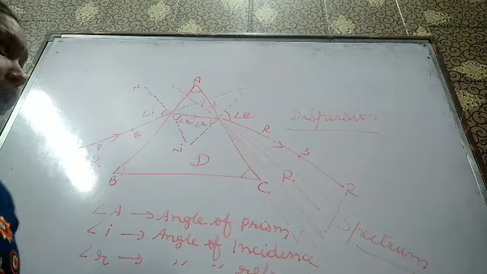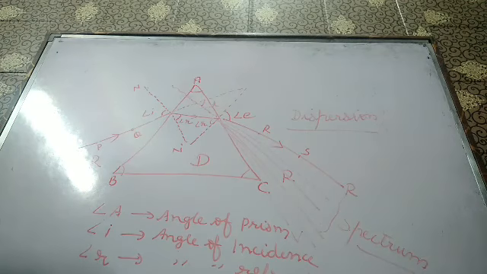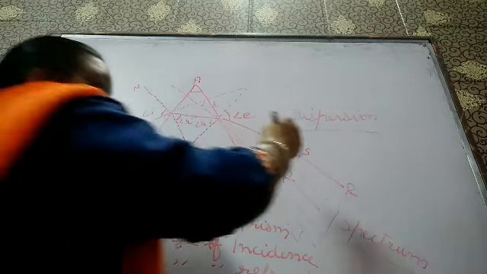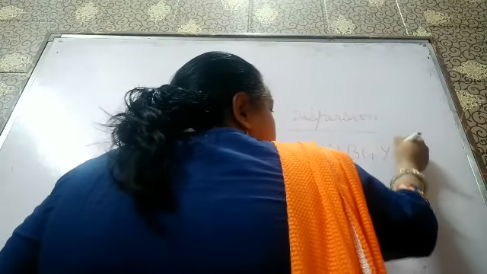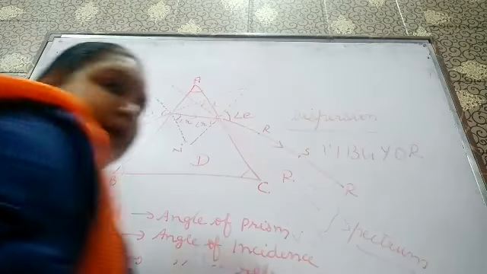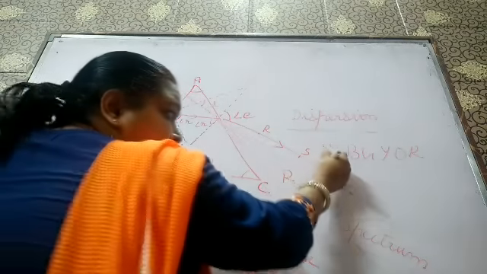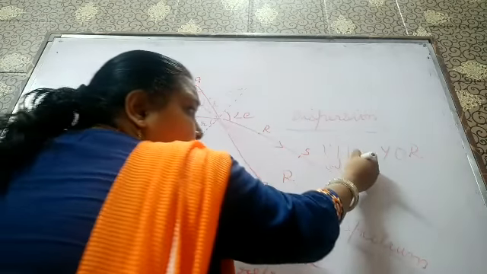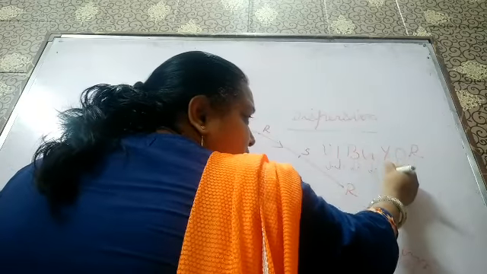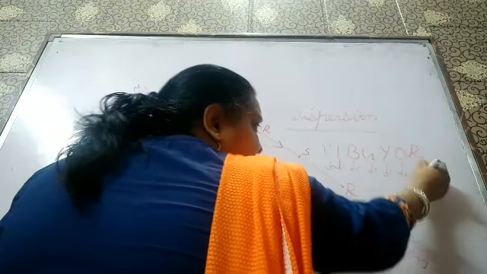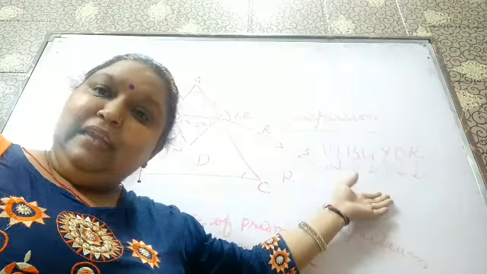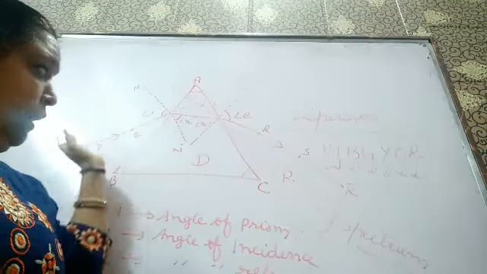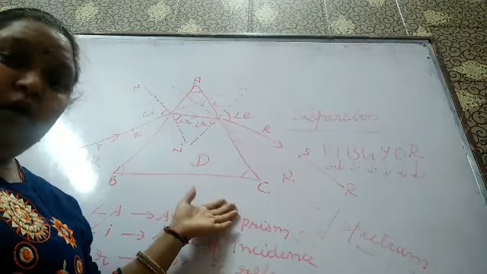And how can you learn it? VIBGYOR. What does it mean? Violet, indigo, blue, green, yellow, orange and red. All these patterns of 7 different colors are seen when we split up white light through a glass prism.